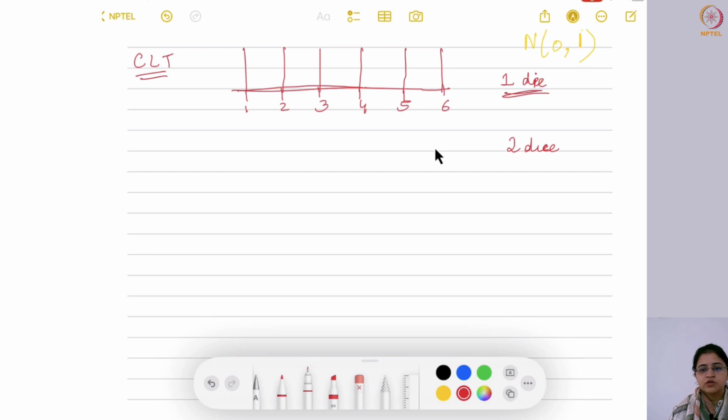Then what will you do? You will roll both the dice, note down their sample mean, and mark it. Again, you will roll it multiple times. You will keep on doing that, and every time you will take the mean of the upper faces of the 2 dice. Then you will see that these start behaving in a different manner. So it becomes something like this.